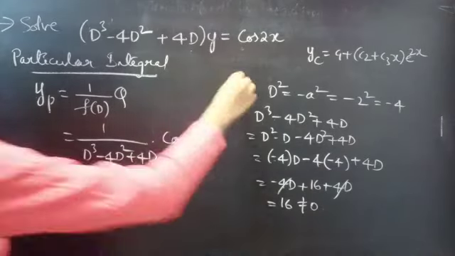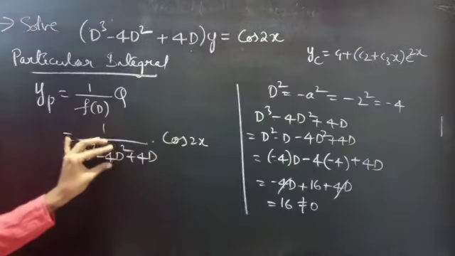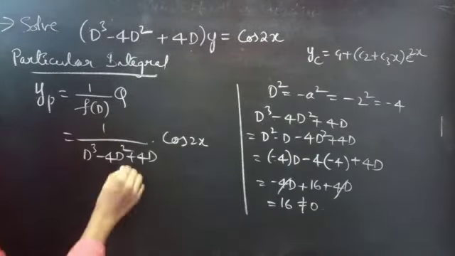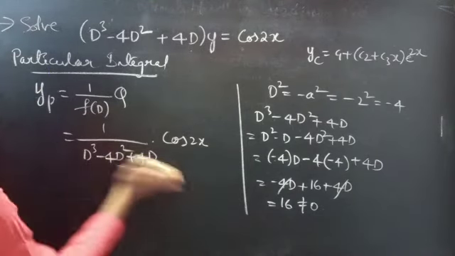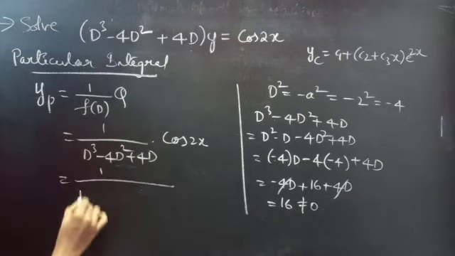Which is not equal to 0. So from this we know that by replacing D square by minus 4, the denominator will not equal 0, so we can replace. Firstly, we write D cube in terms of D square.